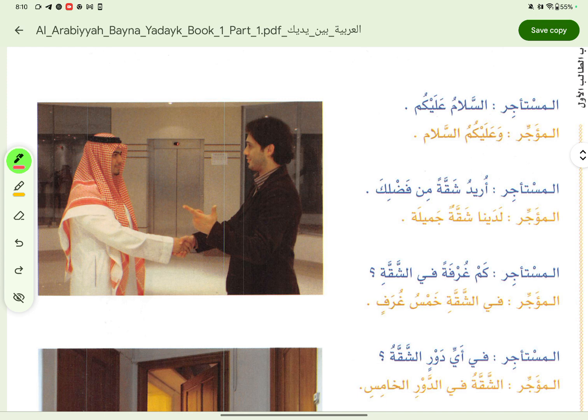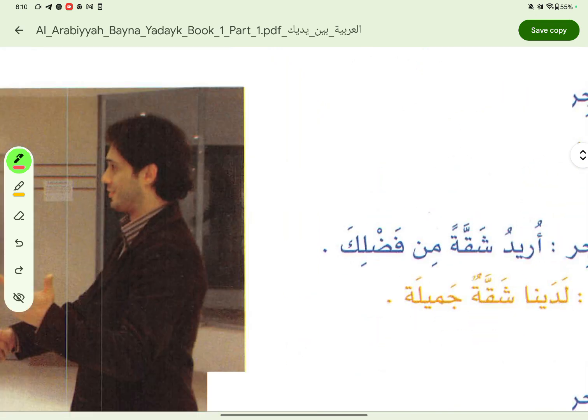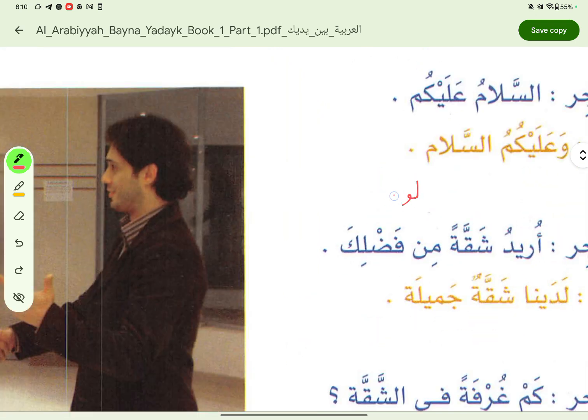Uridu shaqqatan min fadlik. We have min fadlik. Min fadlik is a phrase for saying please. If I want to say I want something, please, urid shay'an min fadlik. I want something, please. So min fadlik is one of the ways to say please. There's also law samaht. Law samaht, if you want to write that down. Law samaht, it goes like this.